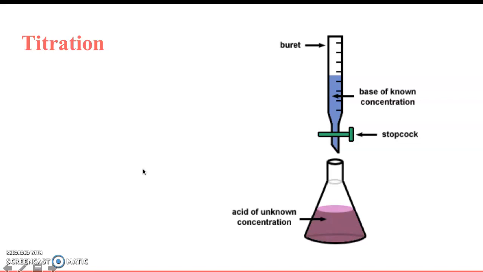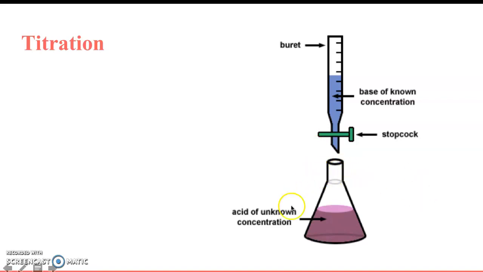Here we have a titration setup. I would like for you to copy this into your notebook. So what we have is a burette. The burette is going to have, in this case, the base of known concentration. So this is what we know everything about. We know the concentration. We're going to know the exact volume that we're using. And here we have the stopcock. This is what allows you to turn the burette on and off.